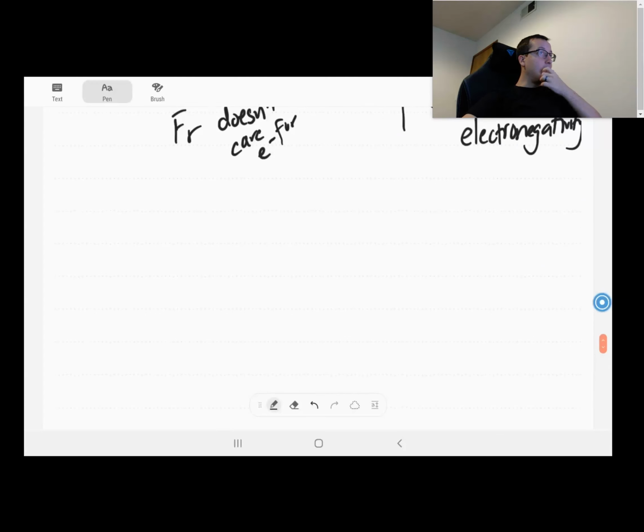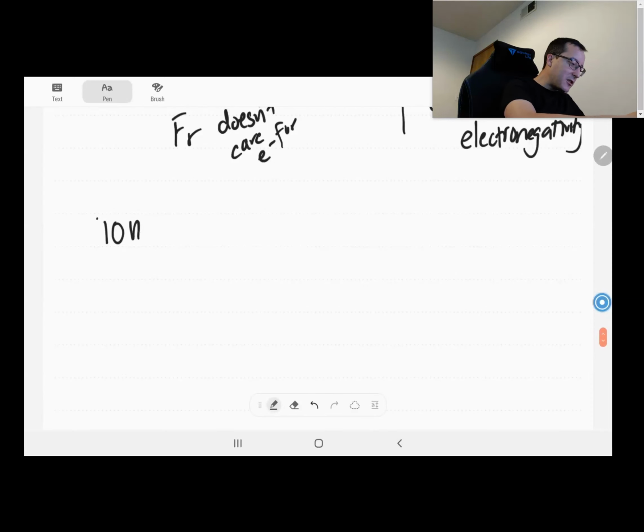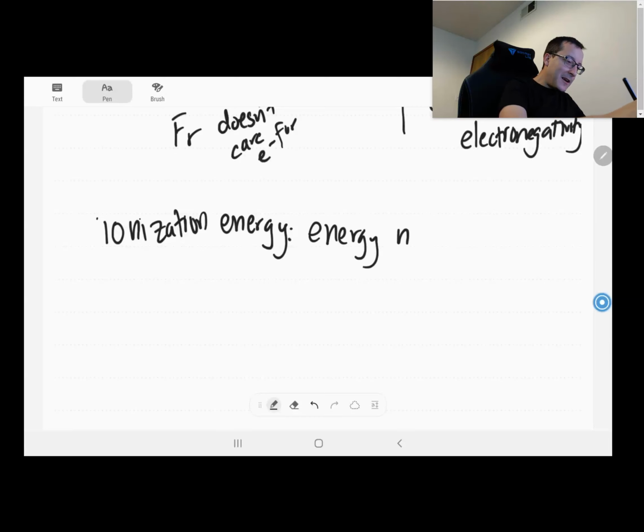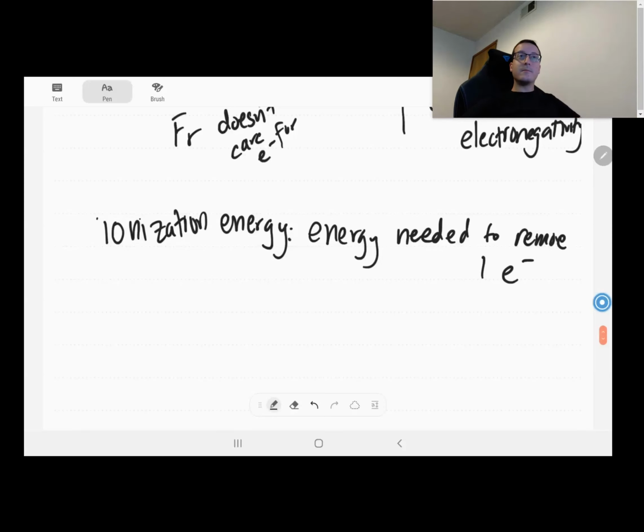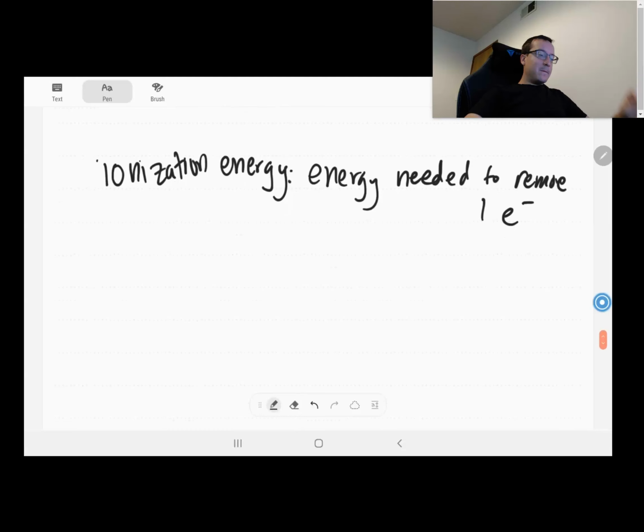All right, now let's do the opposite trend. Let's look at ionization energy, which is the energy needed to remove one electron. Let us compare our sodium versus fluorine again.